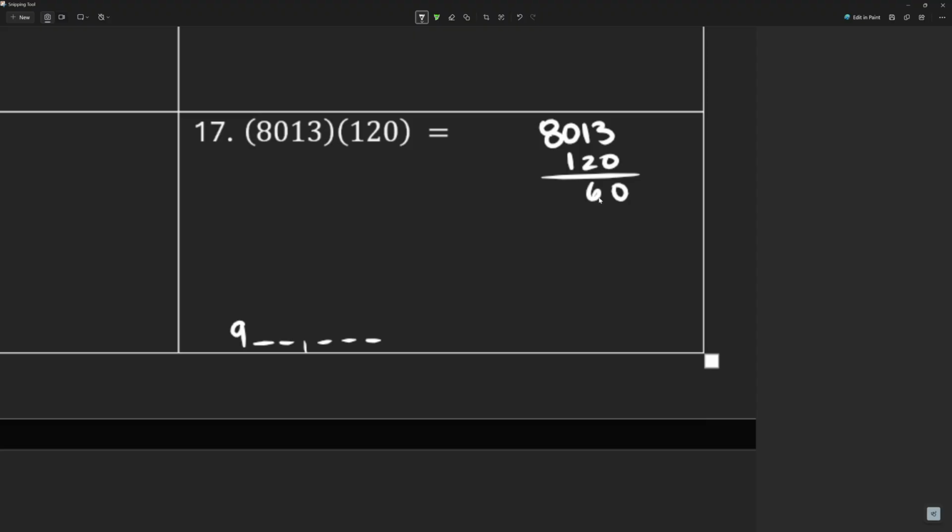2 times 3 is 6. 2 times 1 is 2. 2 times 0 is 0. And 2 times 8 is 16. And then the next one is a little bit more because we're doing this 1 right here. We're going to do the same thing, right? We're going to multiply all the numbers in 8,013 by that 1, but that's not just a 1, right? It's a 100. So we have to drop 2 zeros here and do the same thing. 1, 0, and 8.